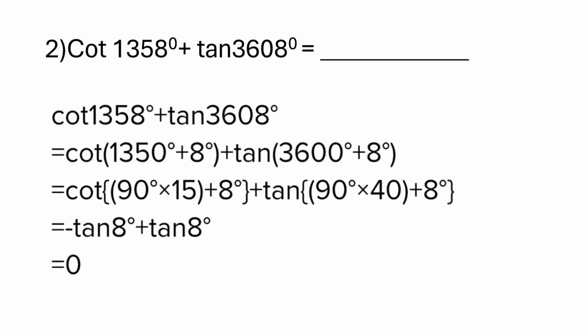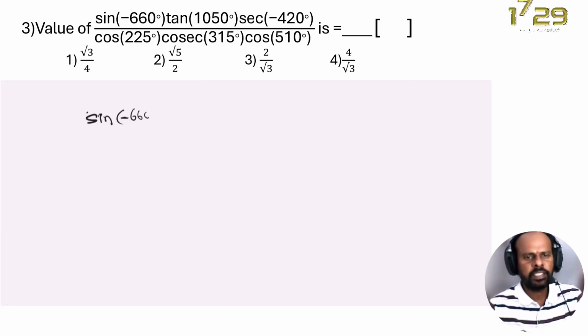In this question, 1358 degrees can be written as 90 into 15 plus 8, and 3608 can be written as 90 into 40 plus 8 degrees we can write. So 90 into 15 plus 8, so this can be written as 15 pi by 2 plus 8, and it lies in fourth quadrant, so it is cot minus. And tan 40 pi by 2 plus theta lies in first quadrant, so it is positive, so both get cancelled, answer 0.